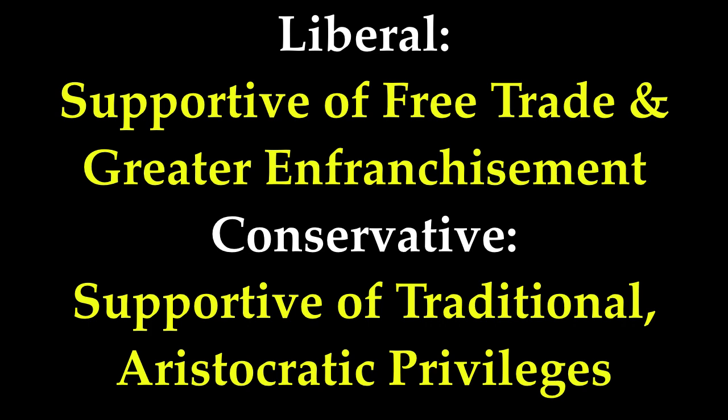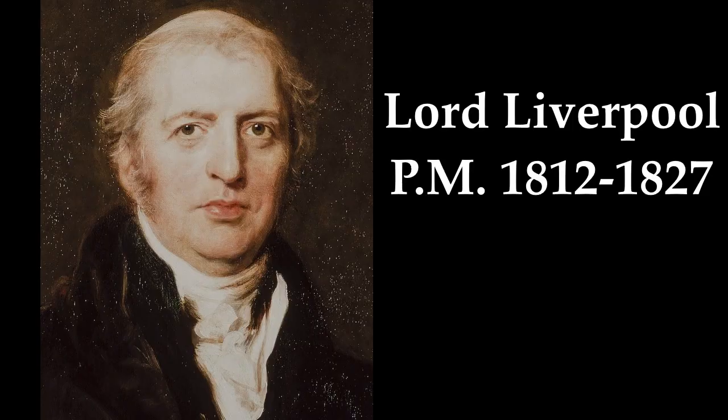Back then, to be conservative meant that you were supportive of traditional aristocratic privileges. In other words, you didn't want absolute free trade. That way the aristocrats could control their property and there could be a maintenance of a mercantilist system. The Prime Minister of Britain throughout most of the early 19th century was this man. He was Lord Liverpool, 1812 to 1827, and he was, of course, a conservative.